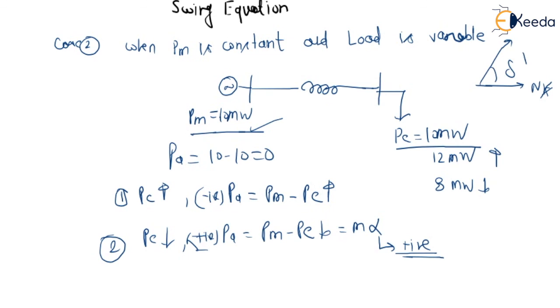So when PM is constant and load is variable, when the load has been increased, meaning the PE value is increased, the delta value will reduce, and if the PE value has been reduced, the delta value will increase. This is the major point to be discussed on the swing equation. So this is all about the swing equation. Now we are going to deal with a few equations.